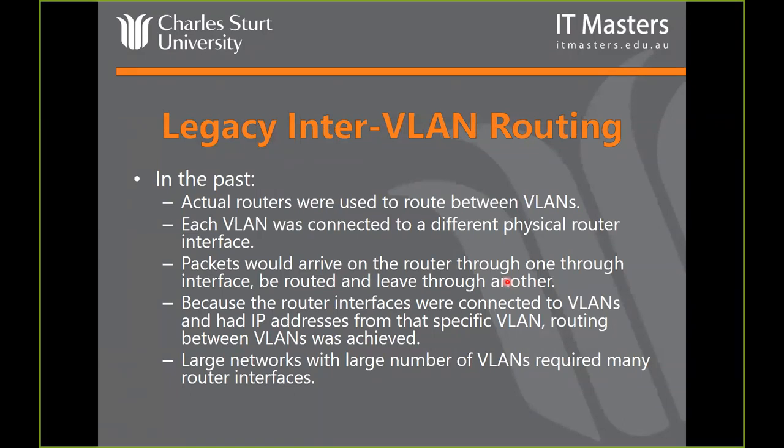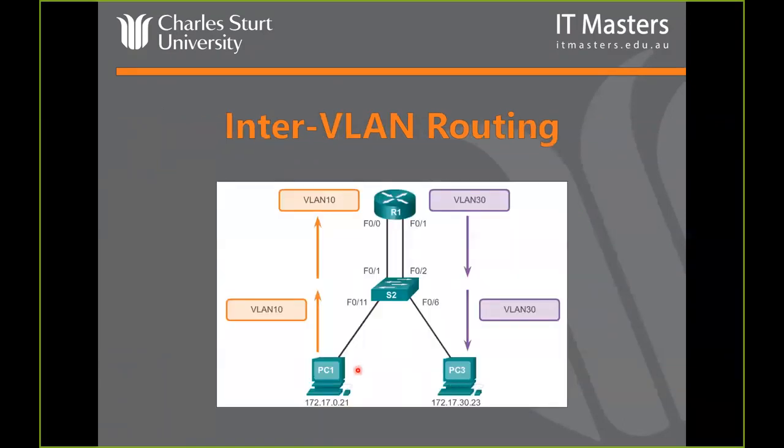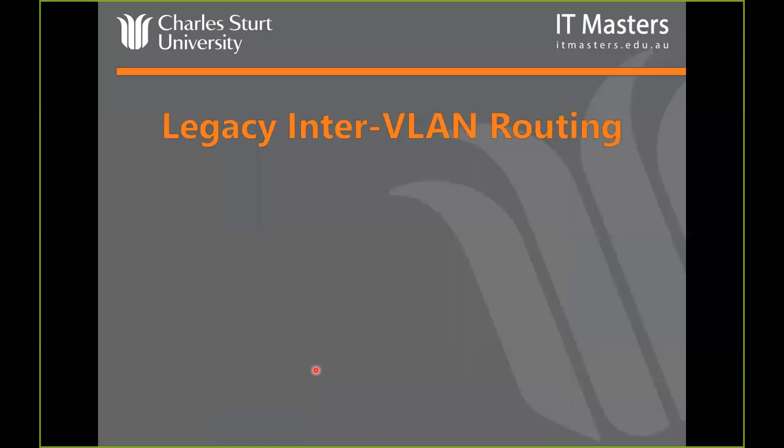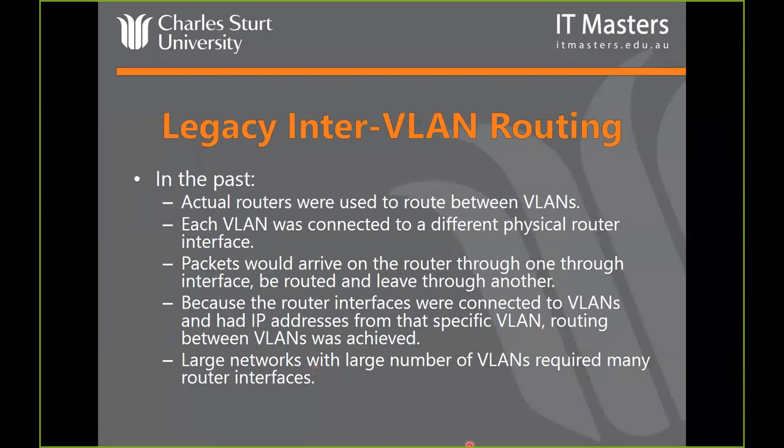So if we look at this diagram again, VLAN 30 wants to talk to VLAN 10. We go up this way to the router and then out this way to VLAN 10. Okay, pretty straightforward. Same sort of thing as we've looked at most of the evening. Because the router interfaces are connected to VLANs and had IP addresses from that specific VLAN, routing between those VLANs was then achieved. Okay. Doesn't scale very well. So the larger your network gets, the more difficult that becomes because you have to have lots and lots of different physical interfaces. That's the old way of doing it.